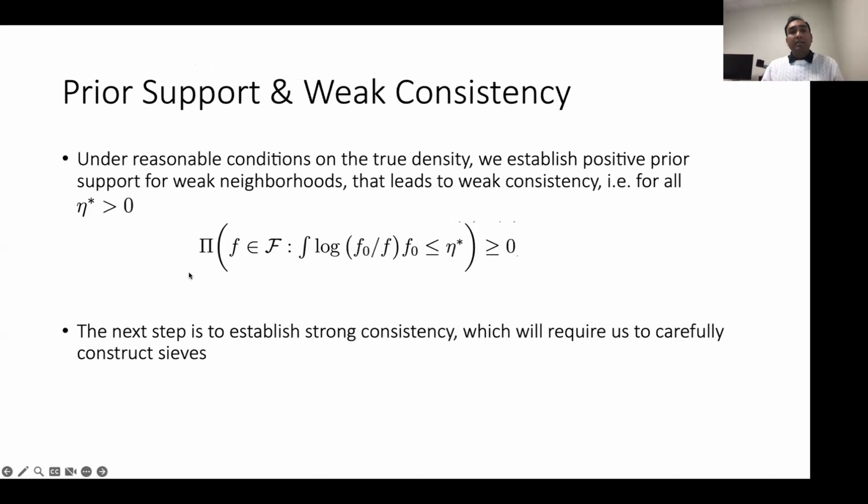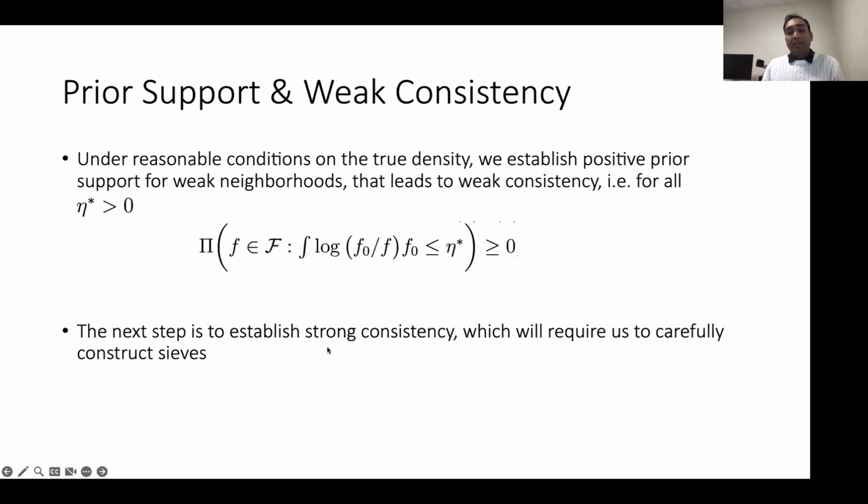So the first one is obviously prior support and weak consistency. We show that under reasonable assumptions, the prior leads to weak consistency, right? So this is what it is.